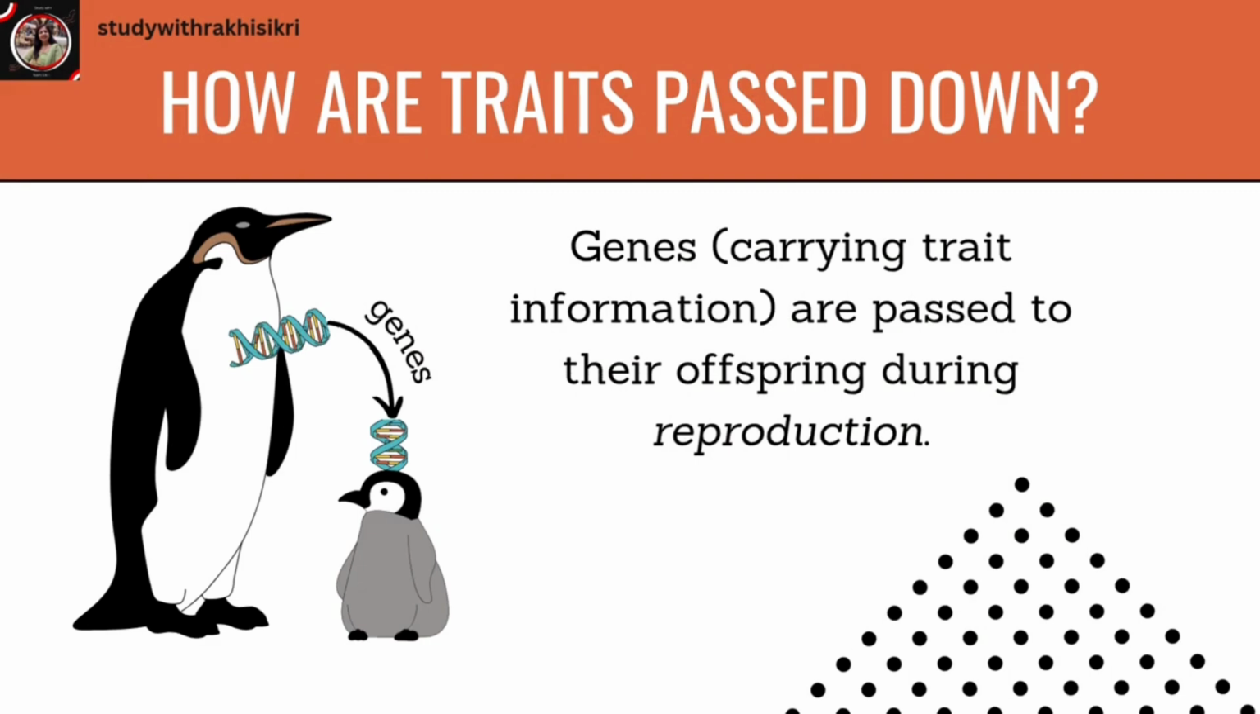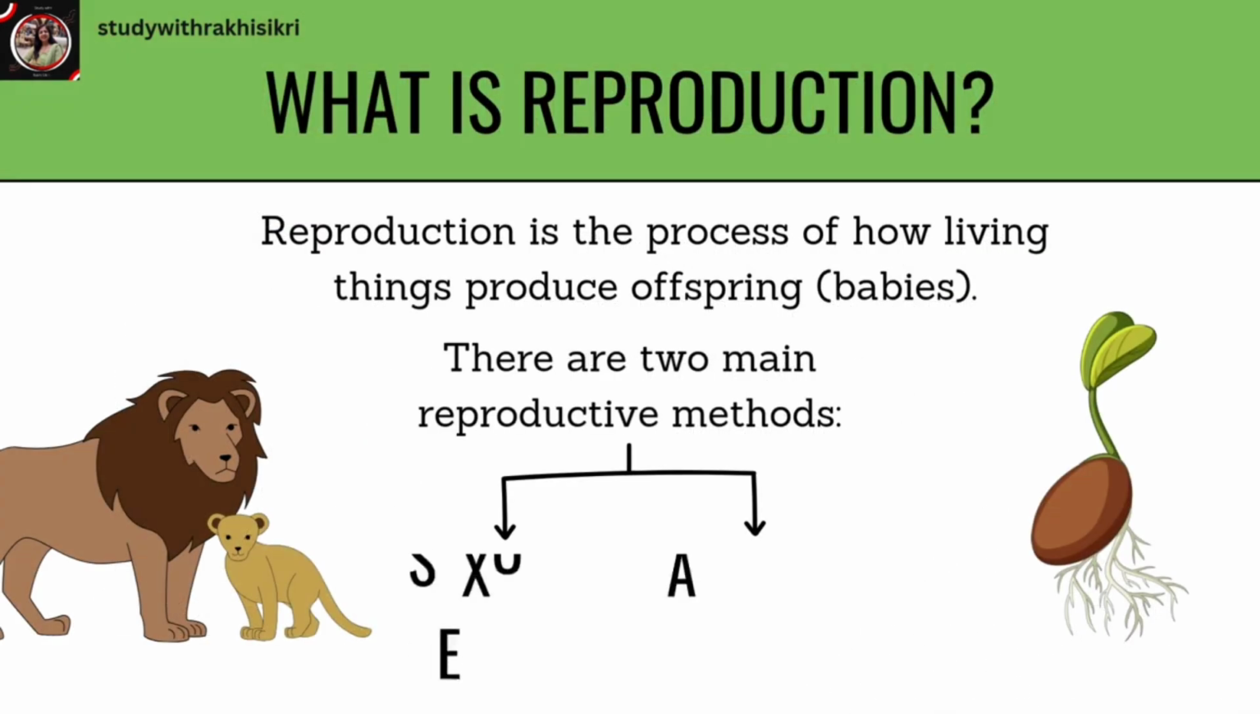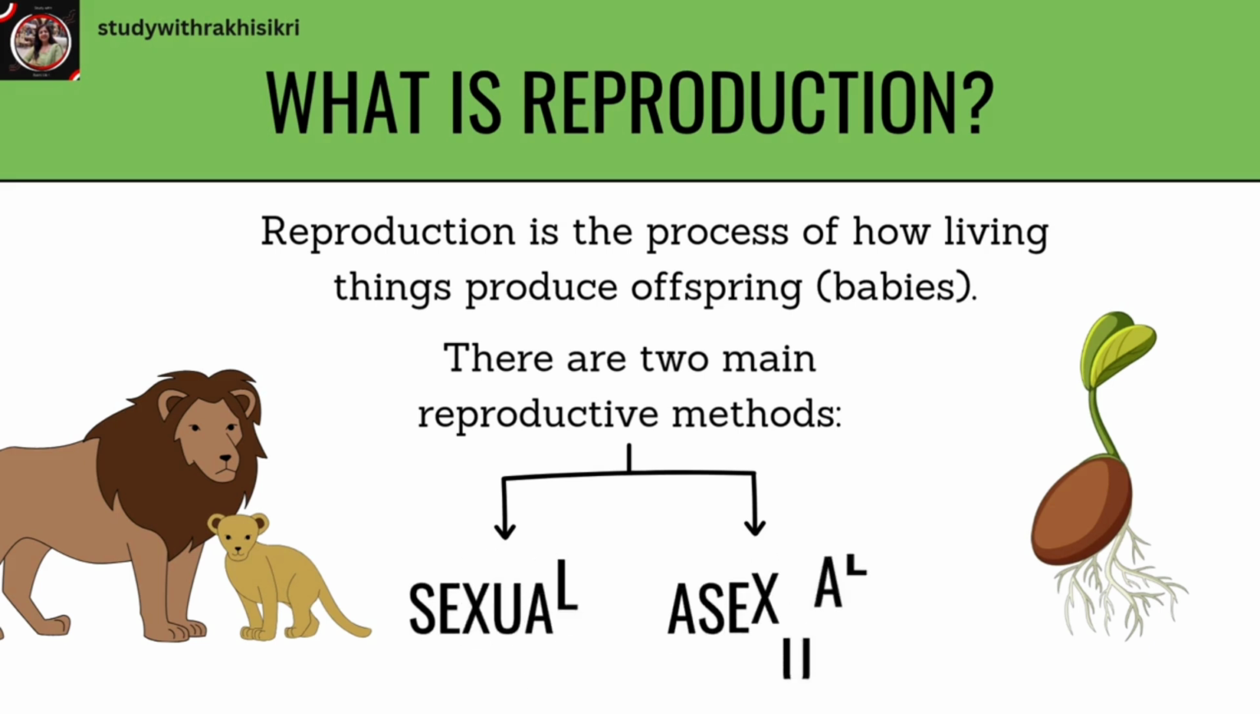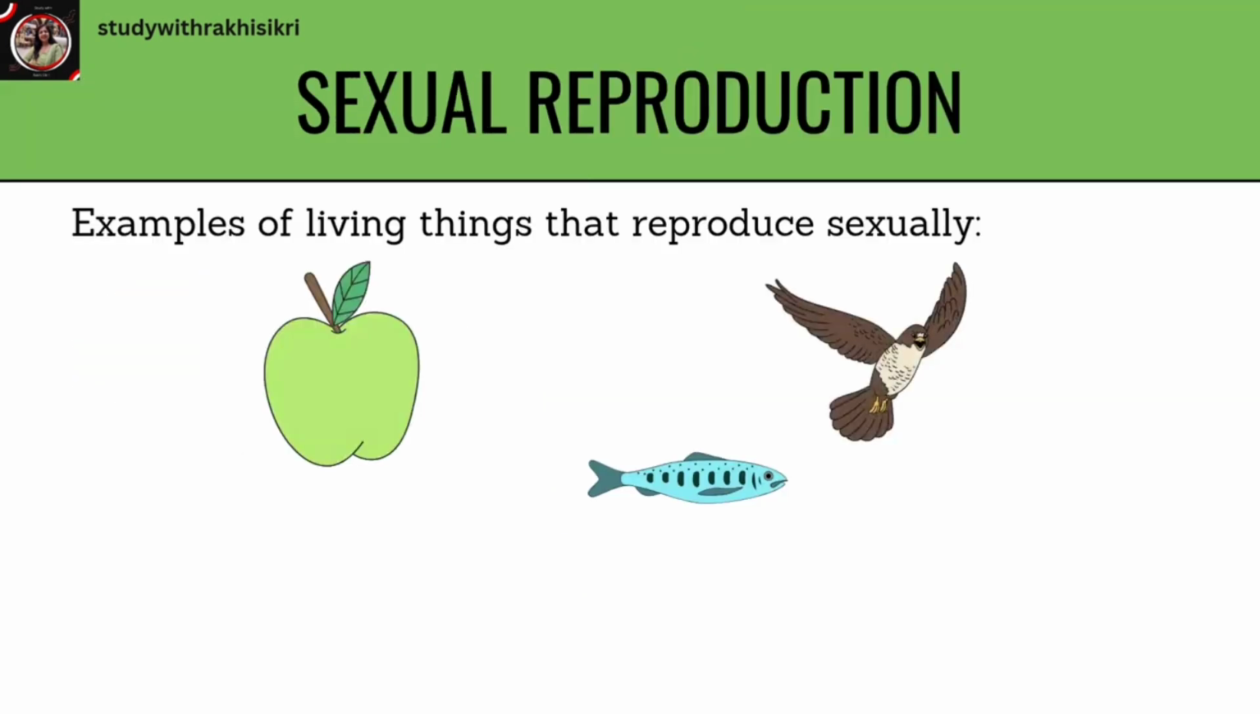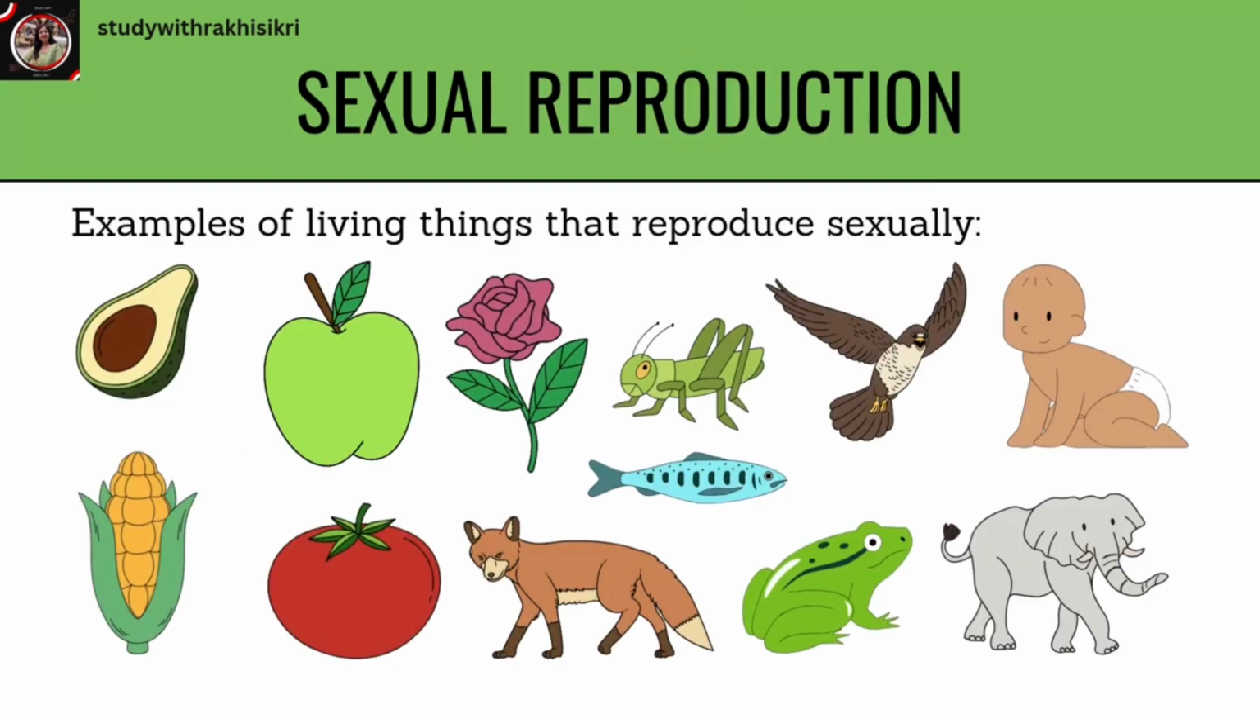So, what is reproduction? Reproduction is the process by which living things create offspring. There are two main ways this happens: sexual and asexual reproduction. In sexual reproduction, an offspring inherits half of its genes from one parent and half from the other. This makes each offspring genetically unique.